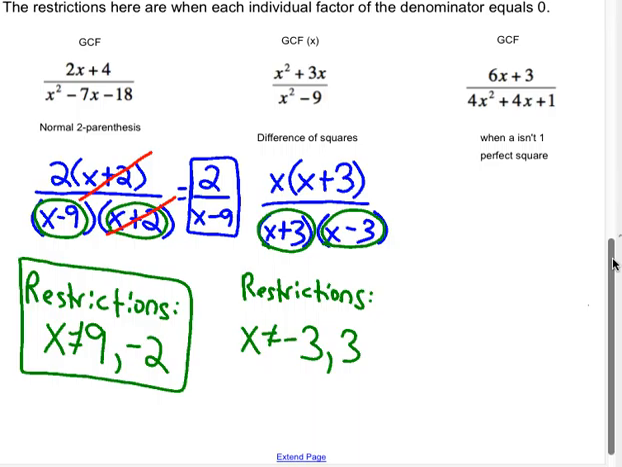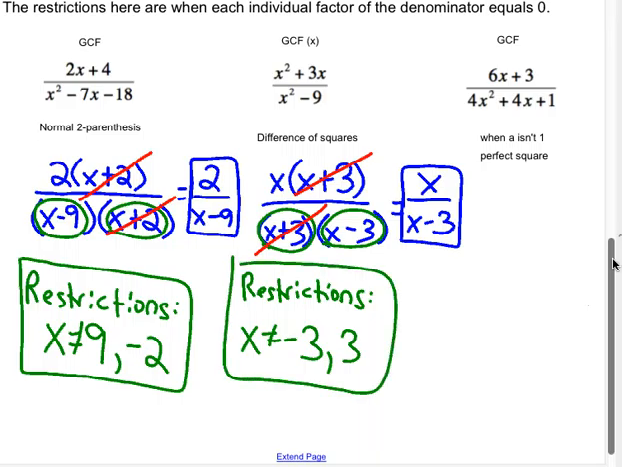So, label those restrictions. Now, I make my cancellations and write my simplified expression of what I have left. And again, making sure that you have both pieces for me, the simplified expression and the restrictions. Okay, let's box that up.